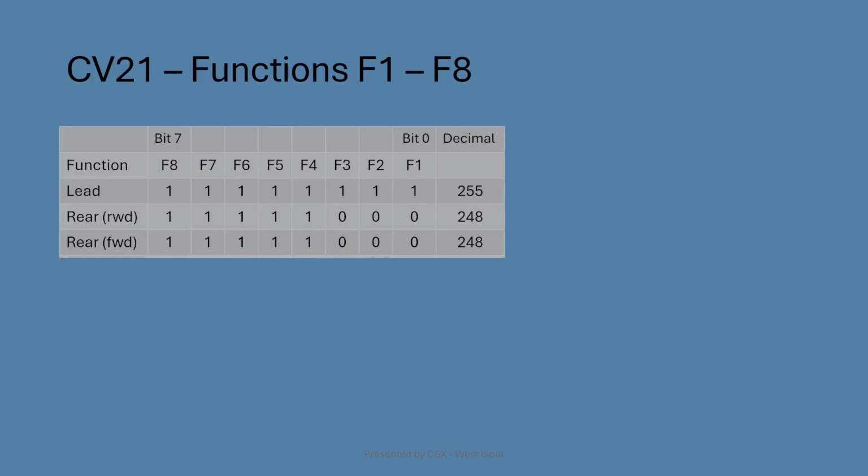CV21. Similarly, with it running the other way around, it's basically the same. I want it to react to functions 1 to that. The mid loco, I want it to be slightly different. I can't remember what F7 is offhand, but I don't want it reacting to F7. So I have that on there and so on. So that's CV21, controls whether this particular loco, while it is in a consist, responds to F1 to F8.